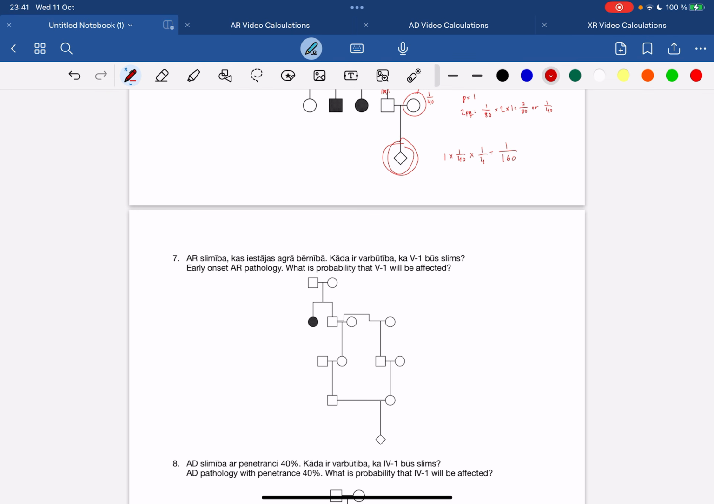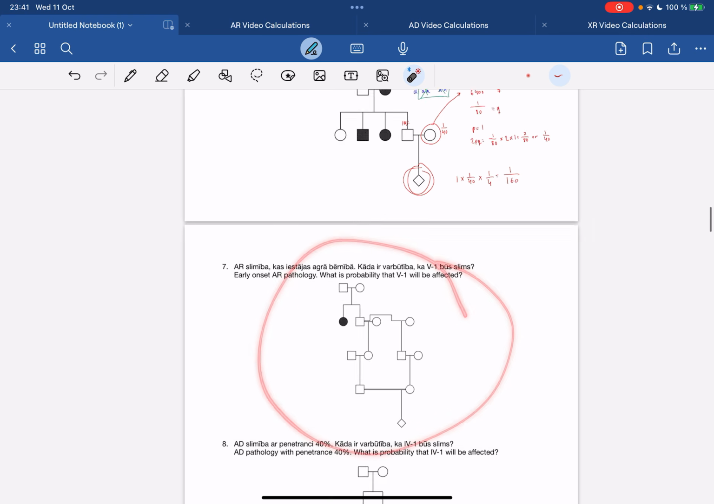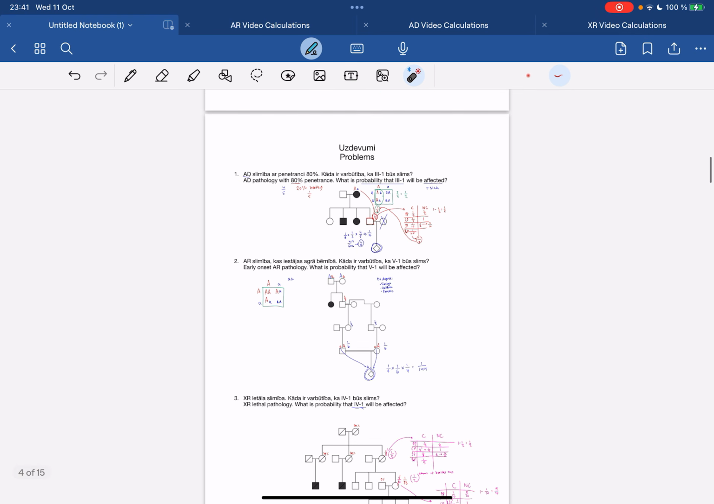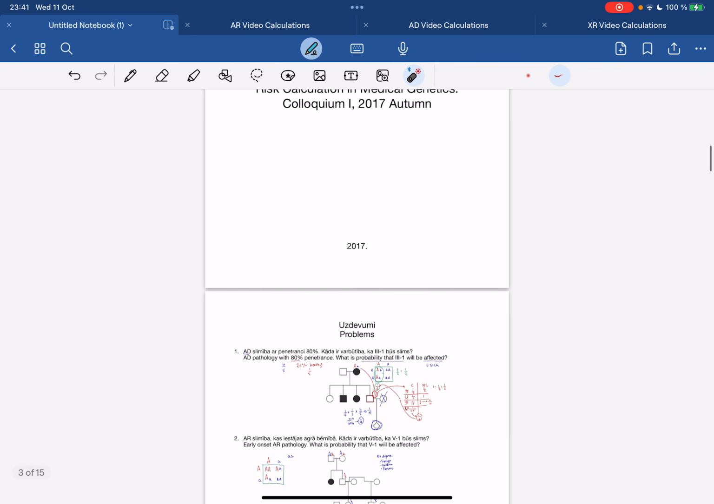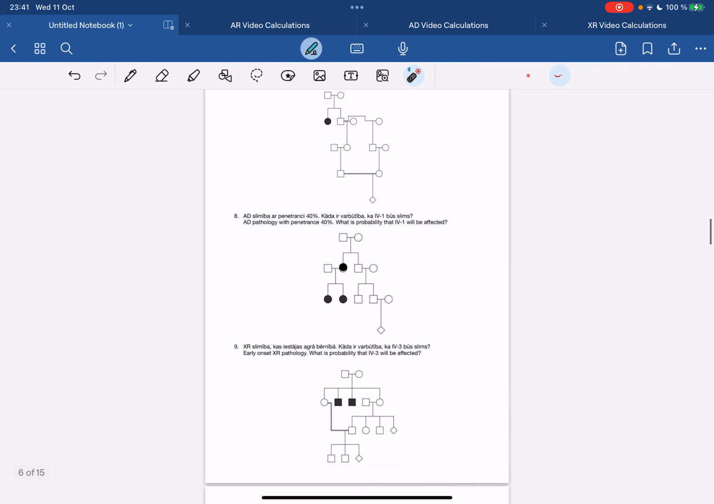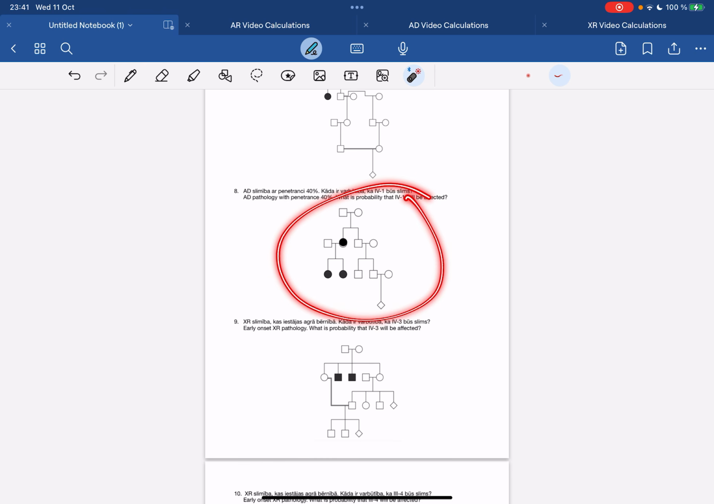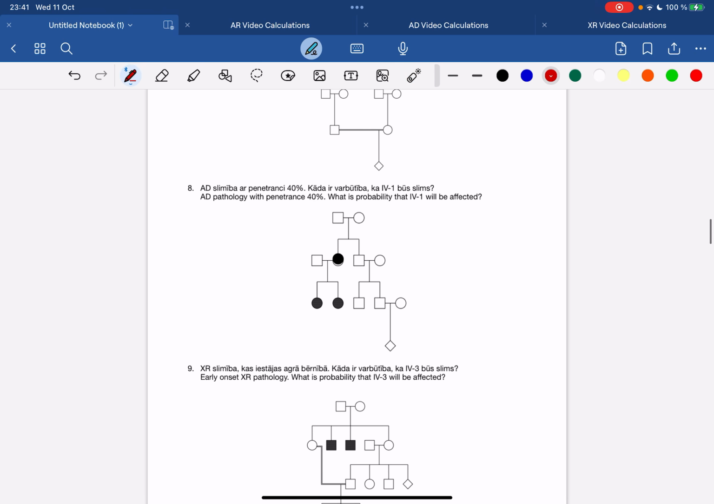All right, next one. This one is the exact same as question number 2, right here. So if you know this one, you will know this one as well. It's the exact same one, I believe. Yeah. All right, so going next to number 8.